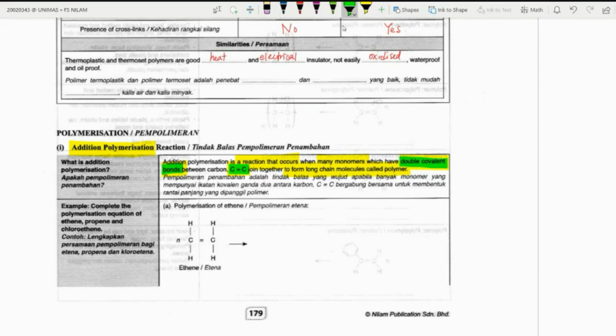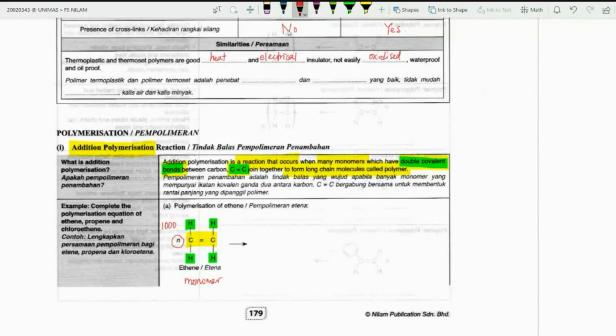We look into an example. This one is a basic one. You see it has C double bond C, and these four will all be hydrogen, right? Then this N represents how many times, a large number of monomers. So this one is a monomer. If N is 1,000 times, meaning that you have to repeat this 1,000 times. You get what I mean? So it undergoes polymerization.